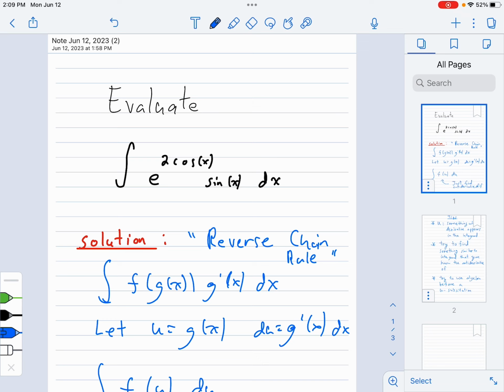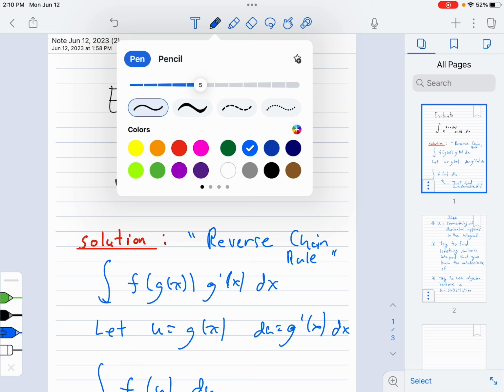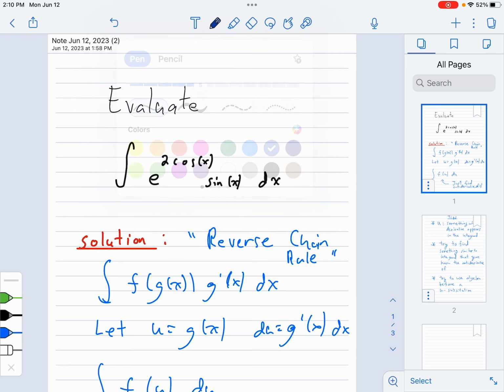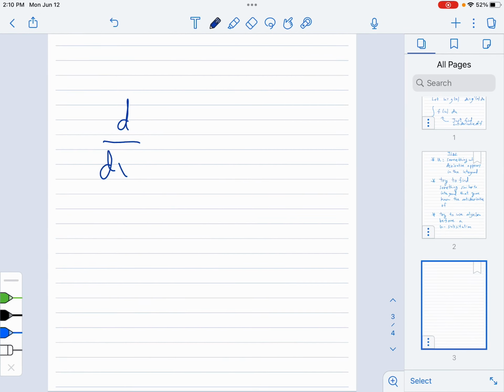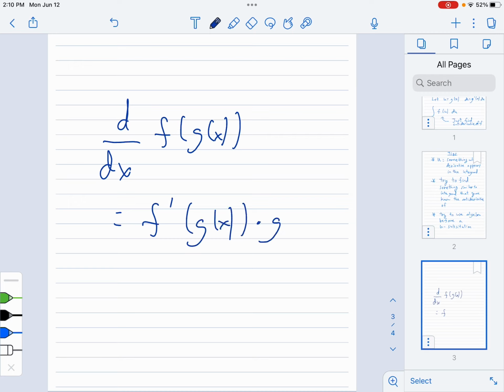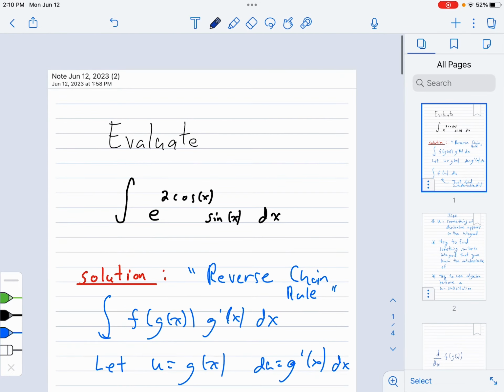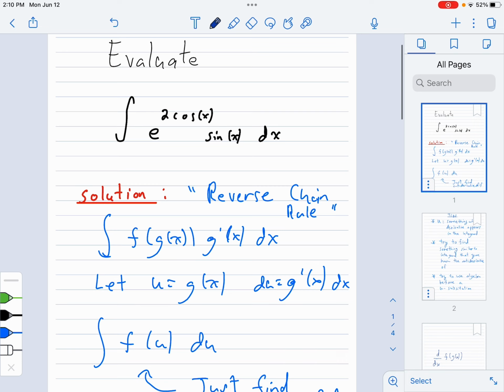So for those that recall or don't recall, the chain rule said something along these lines: if you took the derivative of a composition of functions, it was equal to the derivative of the outside function f, composed with the inside, times the derivative of the inside. That's what the chain rule said. So what we're doing here essentially is we're going in reverse, okay?